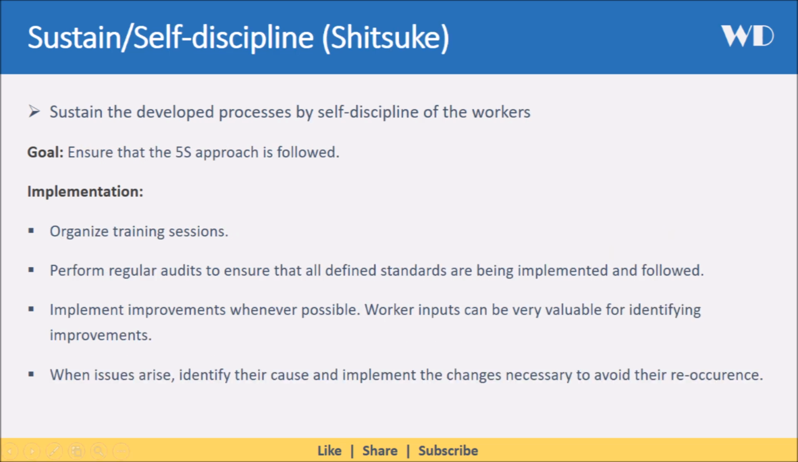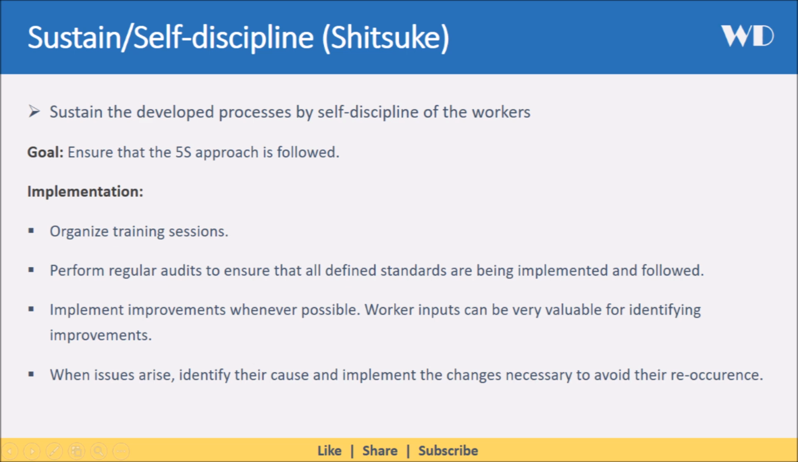Finally, Sustain ensures the other 4 S's remain in place long-term. This step focuses on keeping up the new standards of working and best practices, and preventing the return to old behaviors or habits. Without this last S, the other 4 S's would soon collapse. The goal is to ensure that the 5S approach is followed.